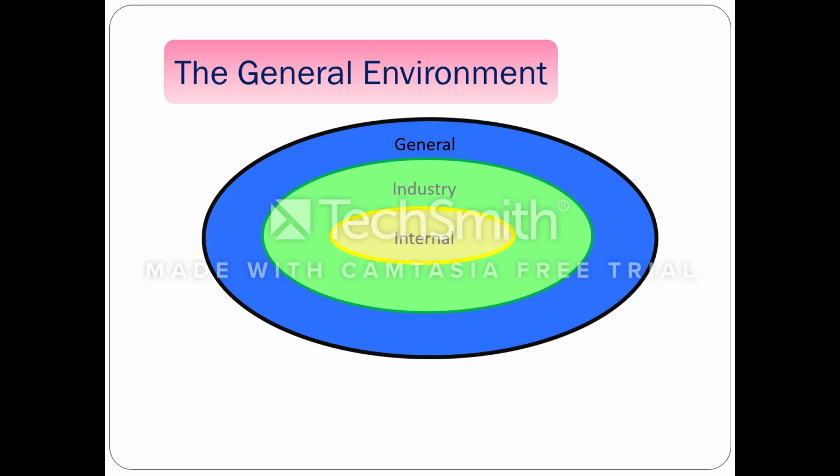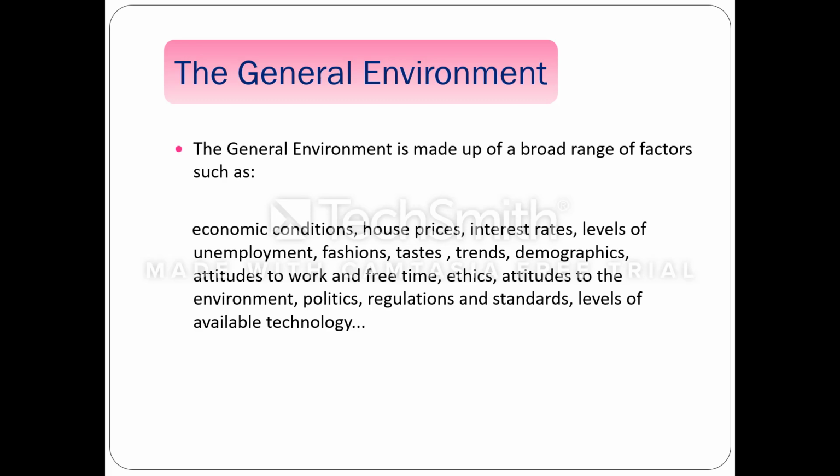So if you remember, I very briefly mentioned the general environment in Module 1, and so it's made up of all of those external factors that do not specifically sit within the business's industry, but that will still be extremely important for the success of the business. It's actually made up of a huge range of factors, more factors than either within the industry or internal environment. So here we think about factors such as, but not limited to, economic conditions, house prices, interest rates, levels of unemployment, fashions, taste, trends, demographics, attitudes to work, attitudes to free time, attitudes to ethics, attitudes towards the environment, politics, laws, regulations, technologies, and so on.